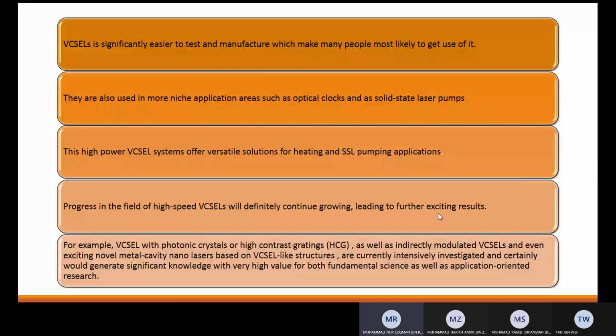Progress in the field of high-speed VCSELs will definitely continue growing, leading to further exciting results. For example, VCSELs with photonic crystals or high contrast gratings, as well as indirectly modulated VCSELs, and even exciting novel metal cavity structures based on VCSEL-like structures, are currently intensively investigated and will certainly generate significant knowledge and very high value for both fundamental science as well as application-oriented research.